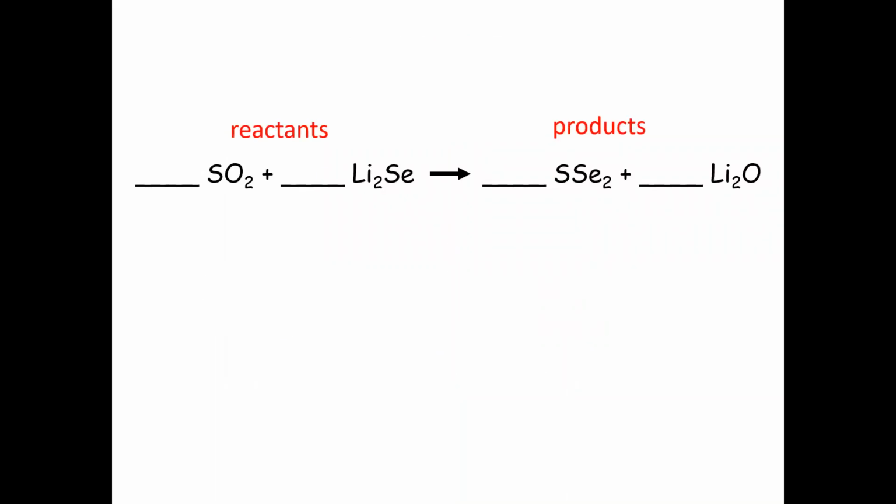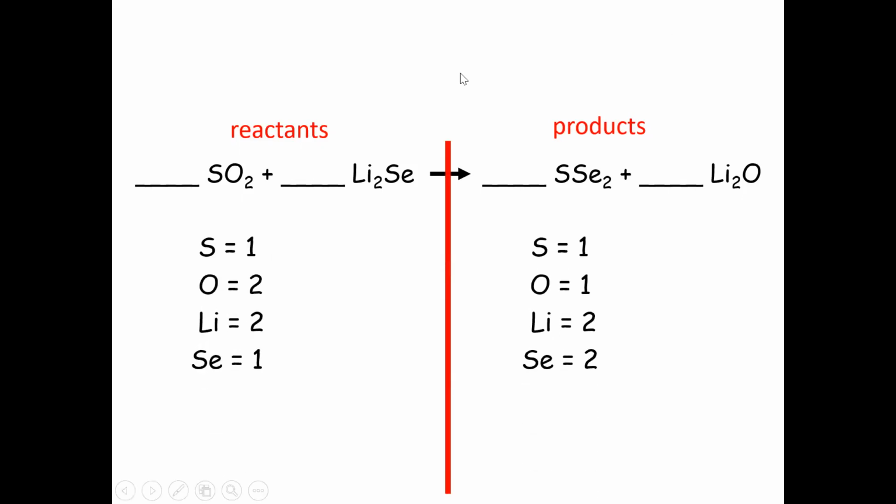For this example, you would, again, draw your tally out for the particular reaction, looking at how many atoms of each you have on both sides. You would draw your line to separate your reactants and products.